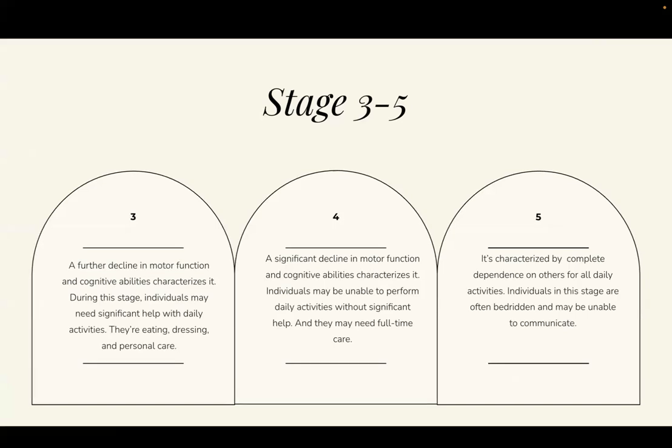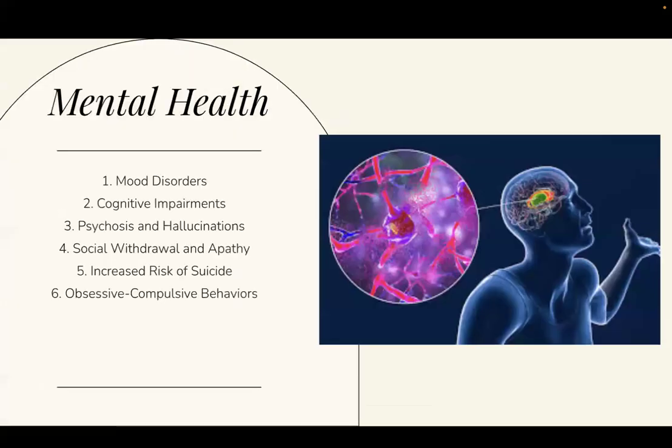Individuals in this stage are often bedridden and unable to communicate. During this stage, all of the symptoms that I've said previously are just very severe and worsened, and they may even progress into a psychosis or a depression because they can't communicate or speak. And unfortunately, there is no cure or real treatment for this. So you kind of just have to support them as much as you can.